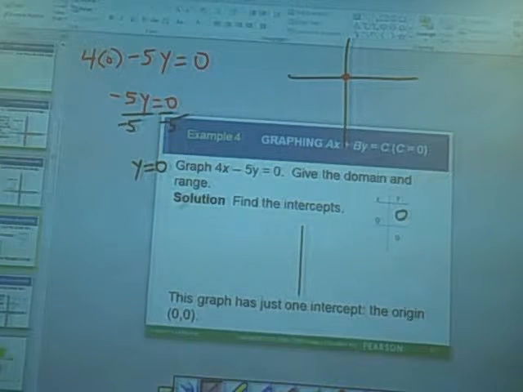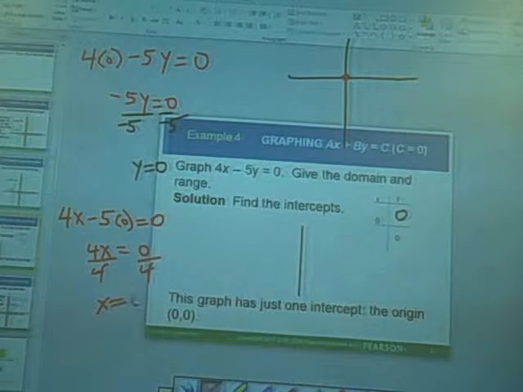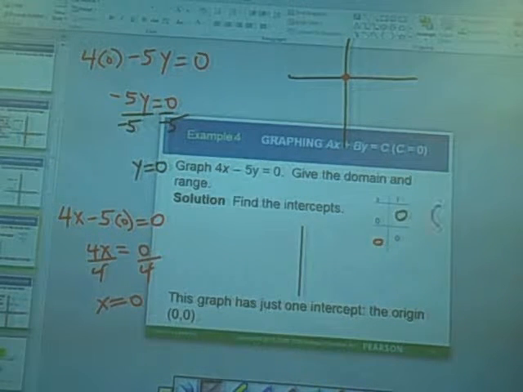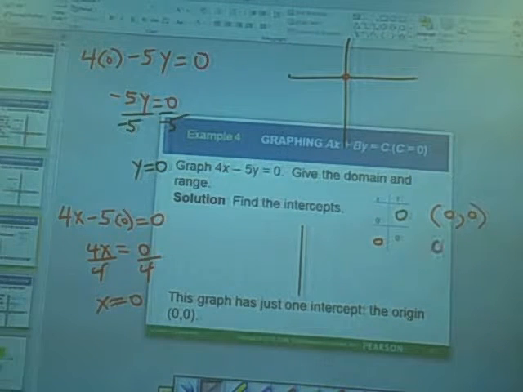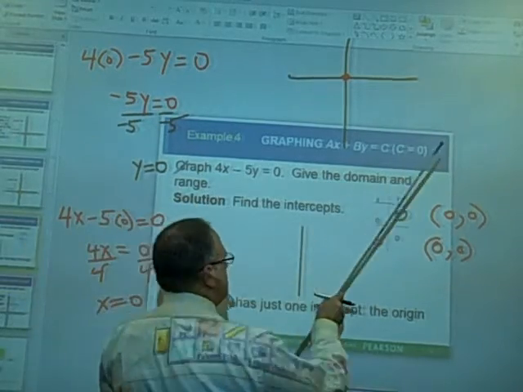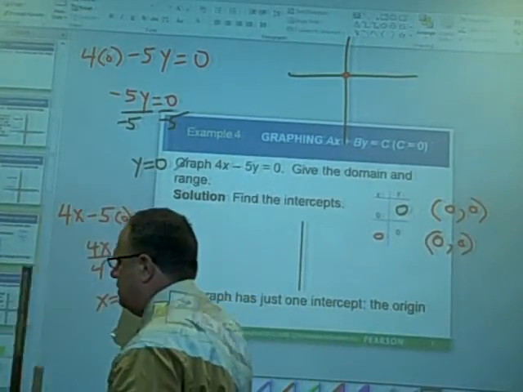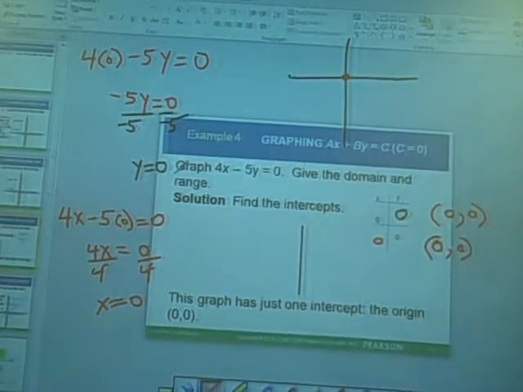Well, what happens when you substitute 0 in for y? Here's 4x minus 5 times 0. We get 4x equals 0, right? Divide by 4, and we get x equals 0. So basically all we have is just 0, 0. So we've got this line that's going through something like this, but we don't know exactly where it is. Well, we need another point.